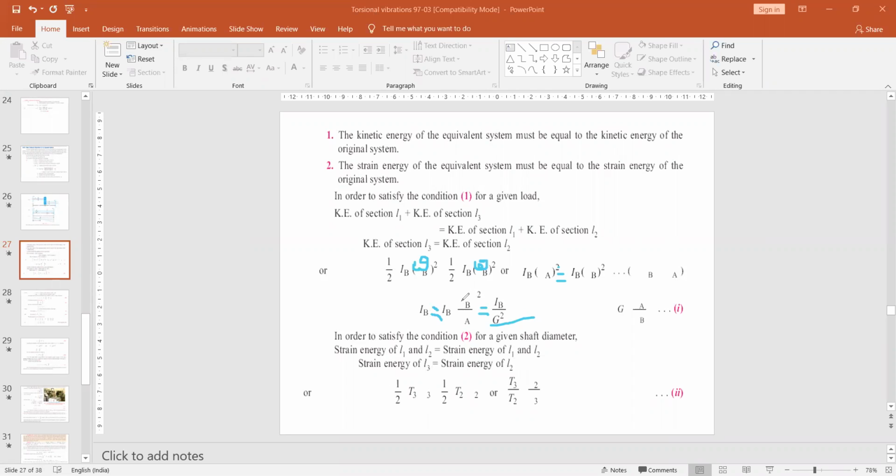Here some notations are missing. Omega is missing in every place. We just have to put the omega in every place. So that's why we have to find our equivalent shaft to our original shaft. Equivalent shaft to original shaft relation.